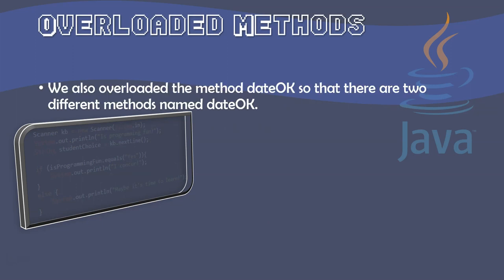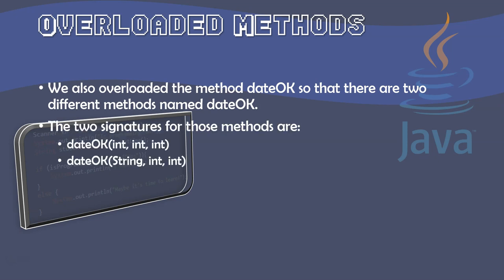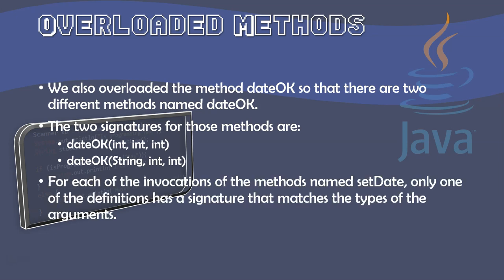Now, with overloaded methods, we can overload more than just, for example, our set methods. For example, dateOK has been overloaded because there are actually two different methods named dateOK in our date class. The signatures for those methods are dateOK int int int, and dateOK String int int. For each of the invocations of the method name setDate, only one of the definitions has a signature that matches the types of those arguments. And the same thing is going to apply to dateOK.